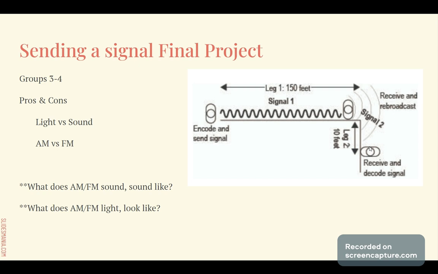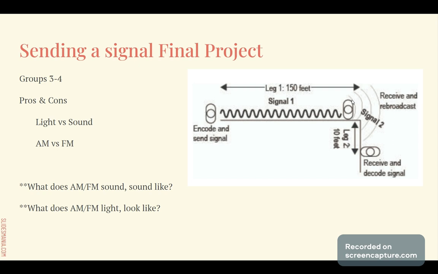Now, remember that you have to send the signal all the way down the hallway. The first leg of that trip is 150 feet. The second leg is around a corner. So person 2 and person 3 cannot see each other, and they only have to be 10 feet apart.